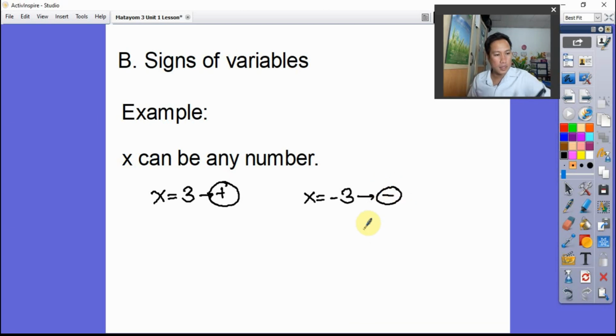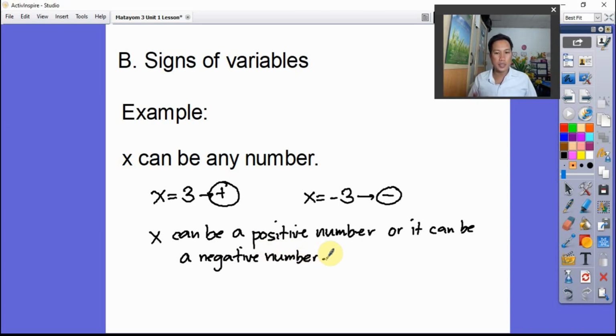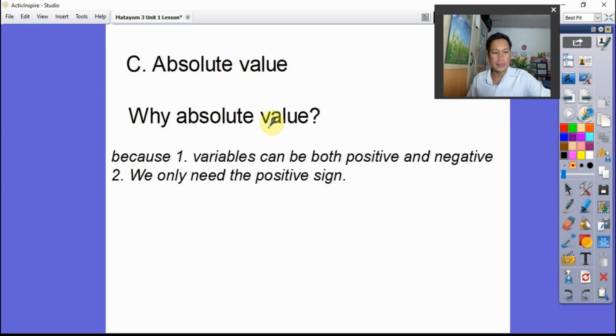So x can be any number. x can be a positive number, or it can be a negative number. It depends on the value that you have for your x or variable.